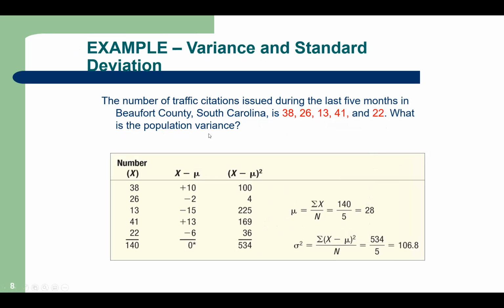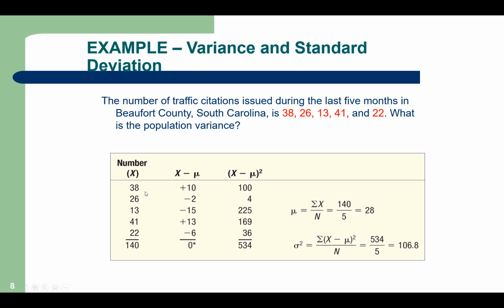Now comes variance and standard deviation. Here's another example for this. The number of traffic citations issued during the last 5 months in Beaufort County, South Carolina. The values are 38, 26, 13, 41, and 22. So what is the population variance? How will we find it out?